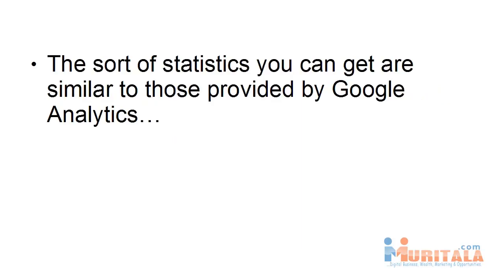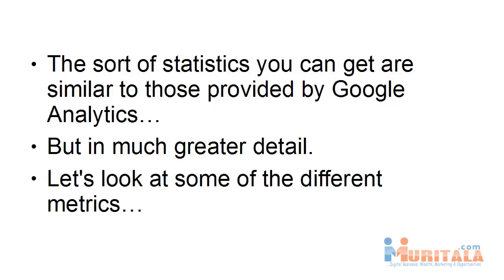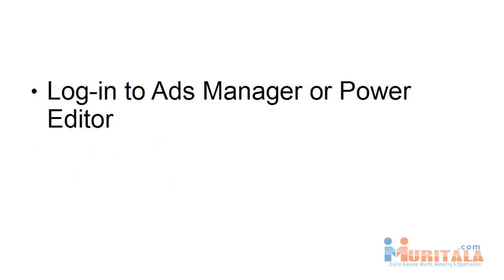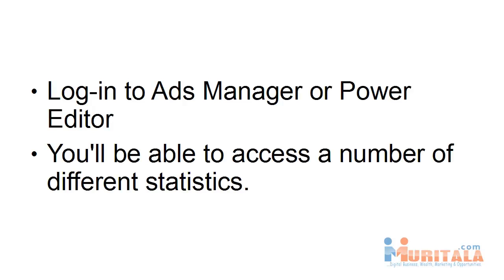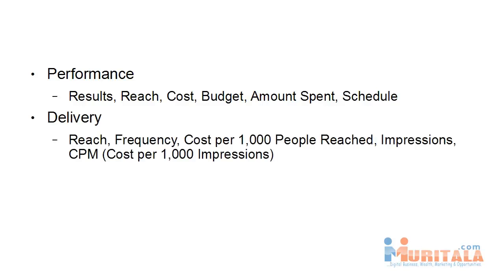The sort of statistics you can get are similar to those provided by Google Analytics, but in much greater detail. Let's look at some of the different metrics. First of all, you'll want to log into Ads Manager or Power Editor. You'll be able to access a number of different statistics. First of all, there's the performance, and this is the results, reach, cost, budget, amount spent, and schedule. Then there's delivery, the reach, frequency, cost per 1,000 people reached, impressions, CPM, that's cost per 1,000 impressions, and this is if you're doing CPM rather than PPC.